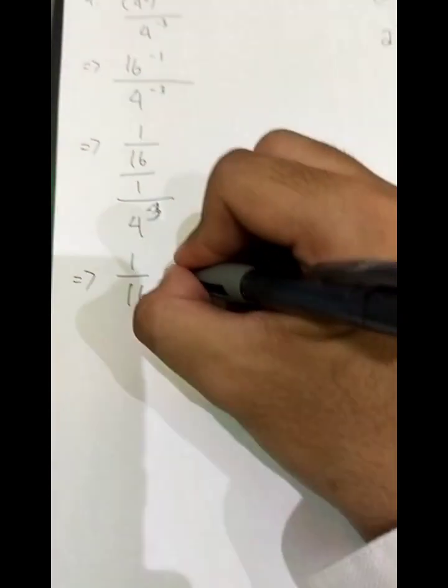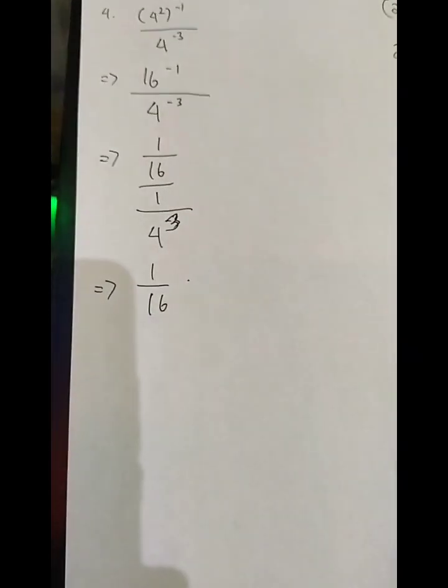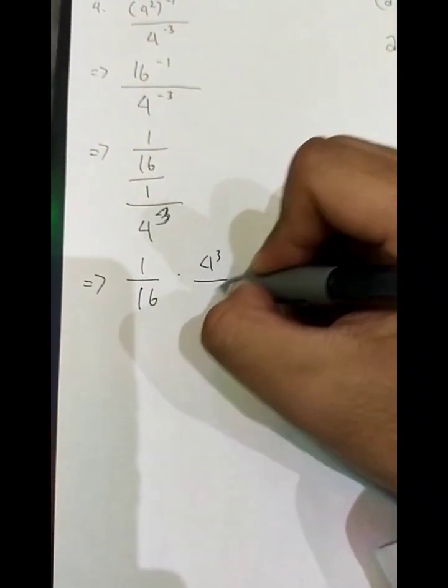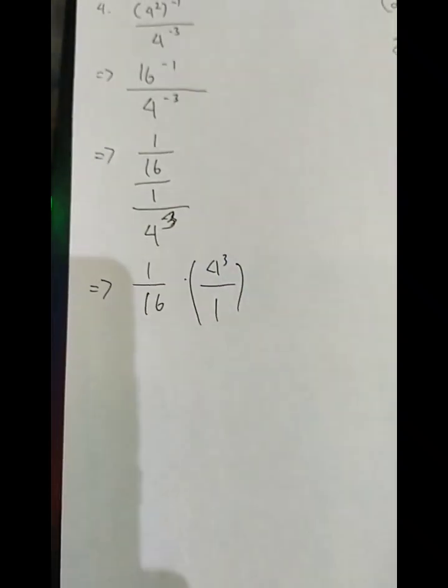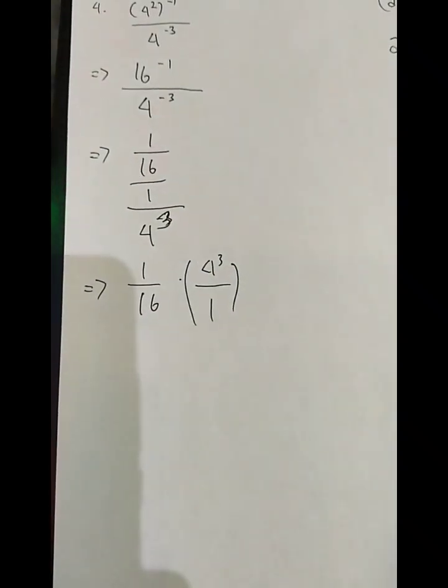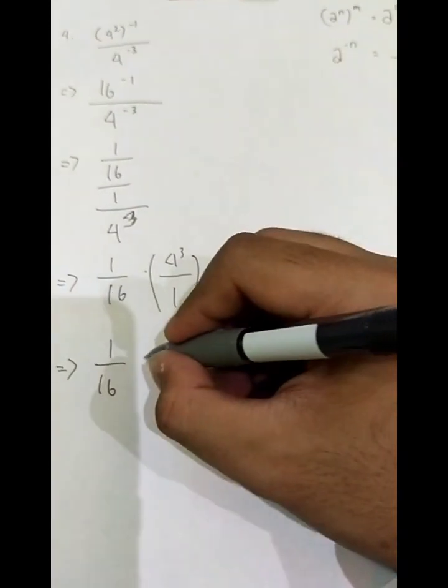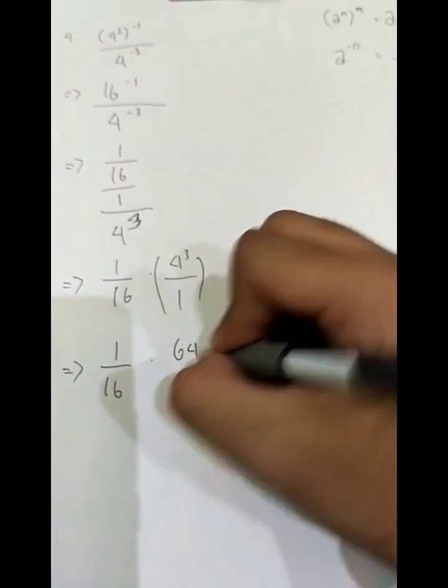And then 1 divided by 16, and then we do the multiplication by 1 divided by 16 times (4 raised to the power of 3) divided by 1, and then we got 1 divided by 16 times 64, and 64 divided by 16 equals 4.